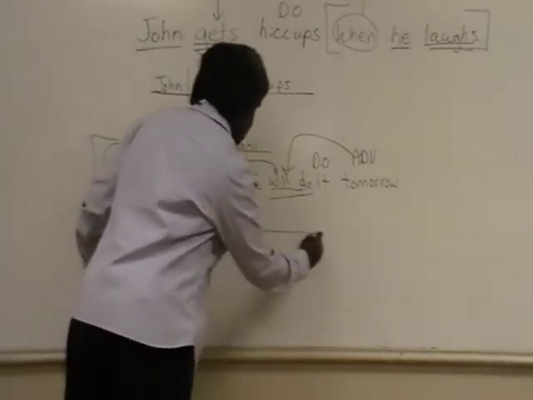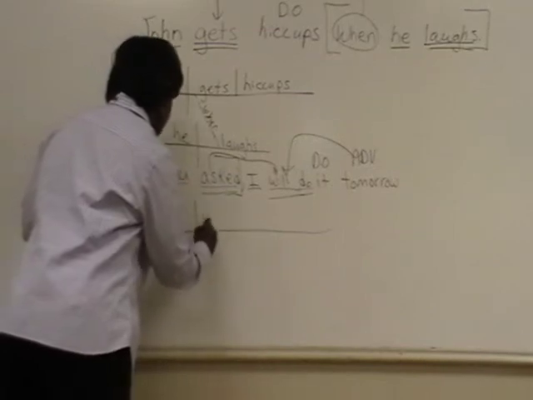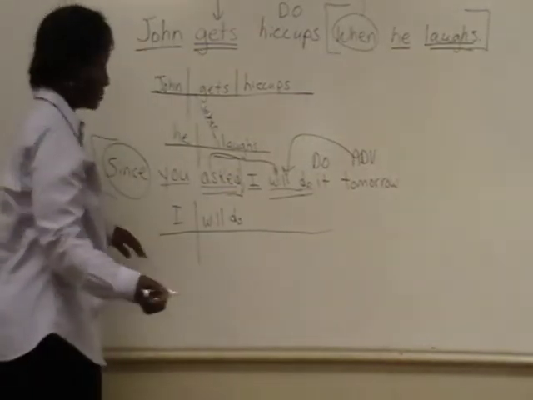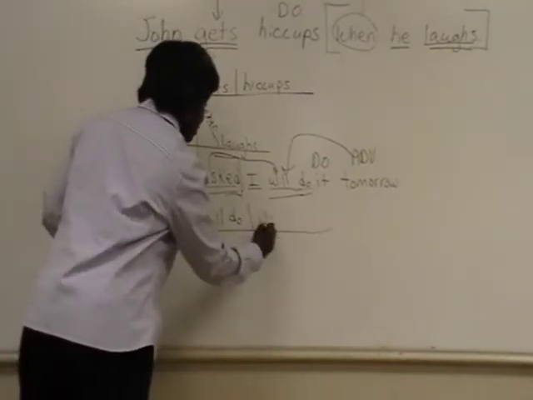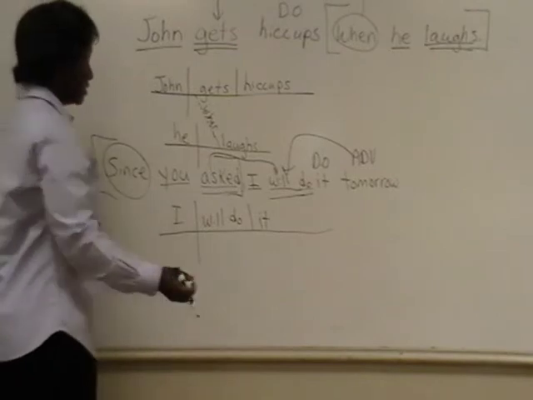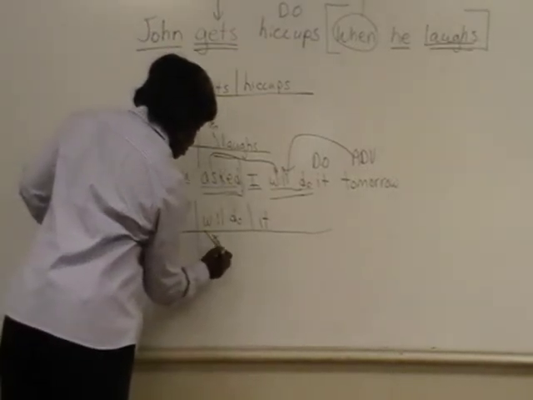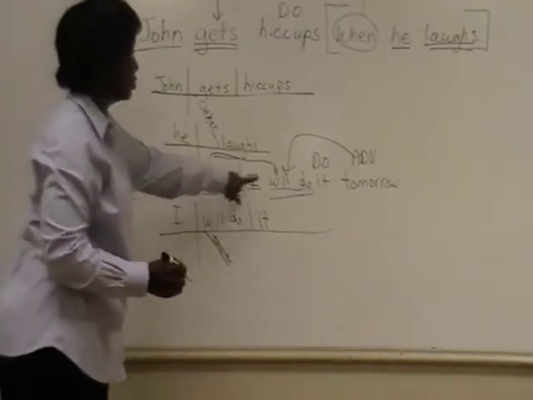You've got "I will do it tomorrow" as your independent clause. I will do. And what do we do for our direct objects? We stop the line right here. And then it. When will I do it? Tomorrow. So tomorrow goes under here. So you've got I will do it tomorrow.